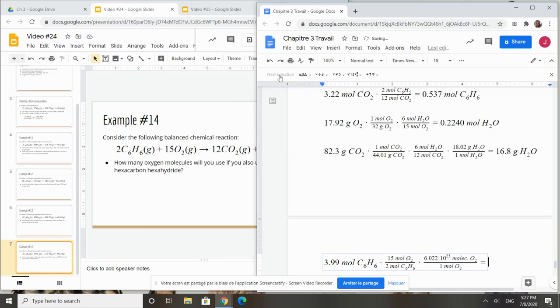And then I just put this whole thing in my calculator. I round it to three significant figures. So I got 1.80 times 10 to the 25th molecules of O2. It got cut off, but it does say molecules of O2 at the end.